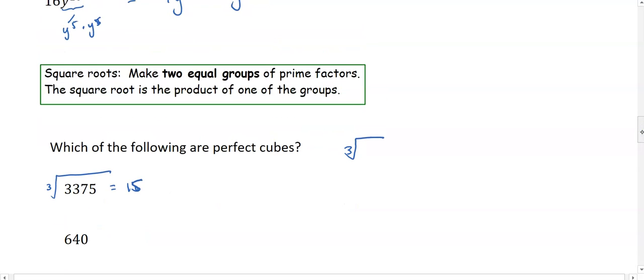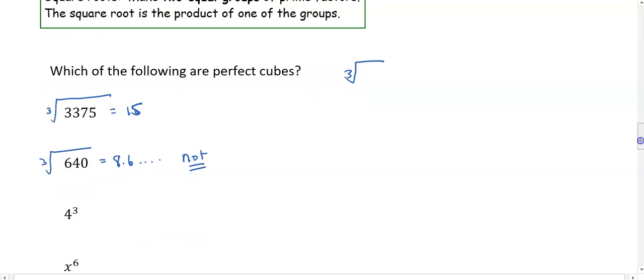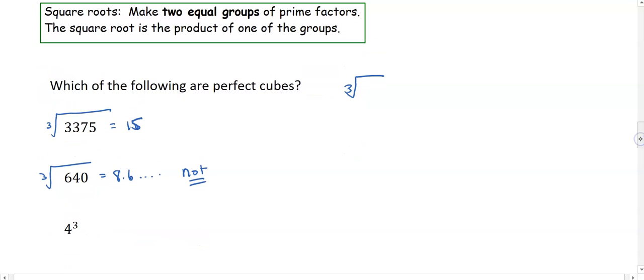What about 640? If I type in the cube root of 640, I get 8.6 dot dot dot, a whole bunch of decimals. So this is not a perfect cube because it is not three identical factors multiplied. This decimal, we'll learn in the next lesson, goes on forever, like pi, with no patterns, so it is not a perfect cube. 4 to the power of 3, well, can I break 4 to the power of 3 into three identical factors, right? This time it doesn't need to be broken into 2, it needs to be broken into 3.